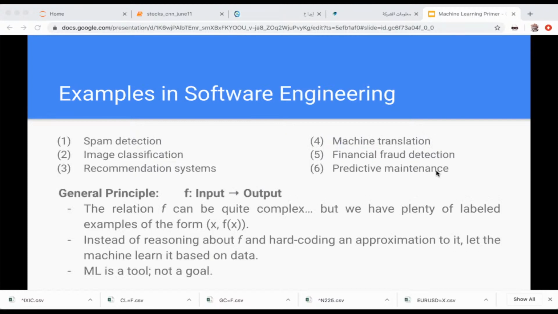Data analytics or machine learning has been used to solve challenging problems, including spam detection, image classification, recommendation systems, such as what you see in Amazon and Netflix, machine translation, and financial fraud detection. There are many commercial solutions for this, and predictive maintenance, which has made a big impact in many industries, including oil and gas. So the general principle in these applications is that we have some unknown function f that maps input to output. This function can be quite complex, but we have plenty of examples that come in pairs of the form x and f of x. These examples reveal some information about the underlying function f. So instead of reasoning about f analytically or rationally, and then hard coding an approximation to f, what we can do instead is let the machine learn this function f based on the available data.